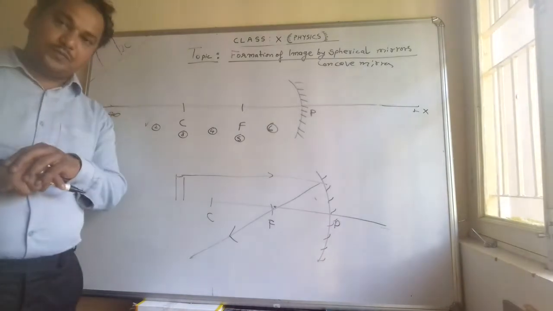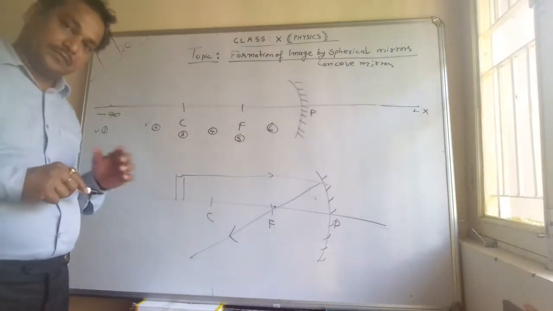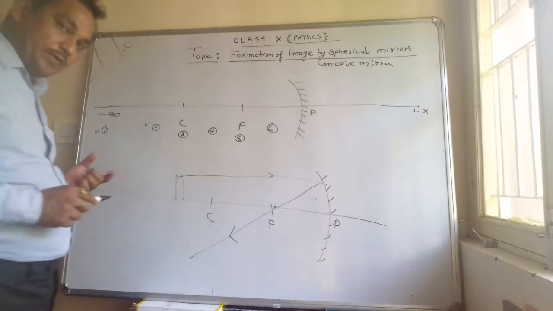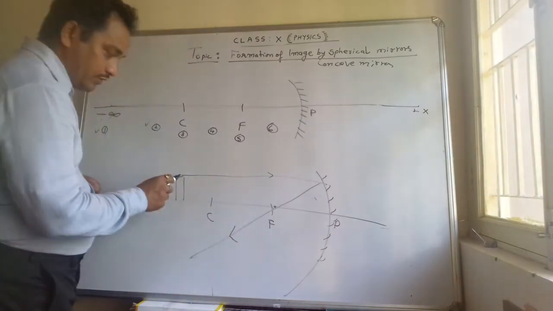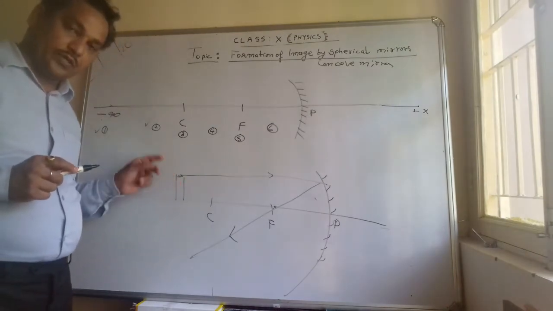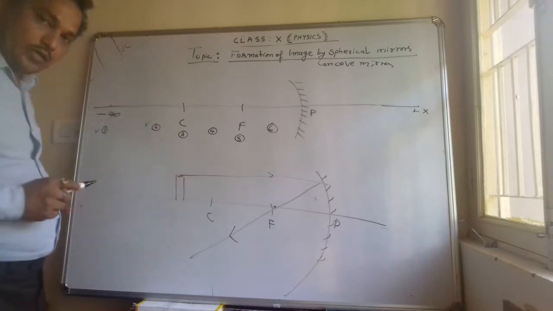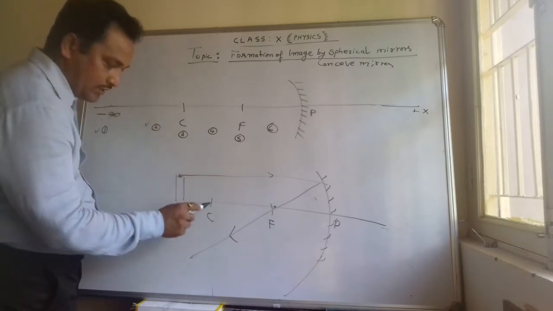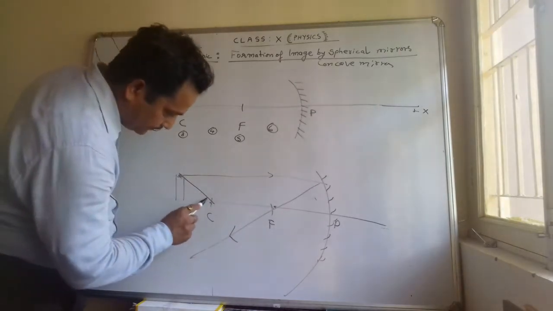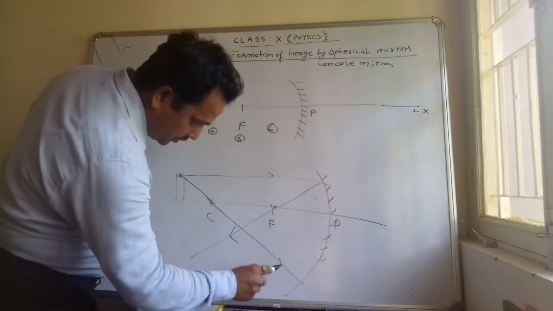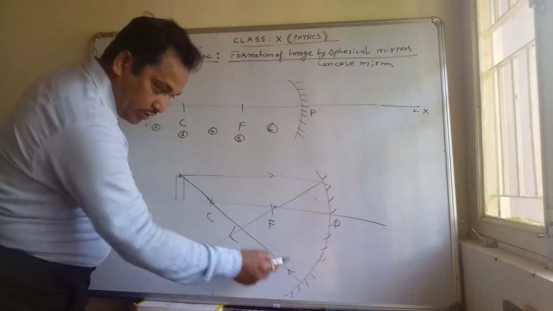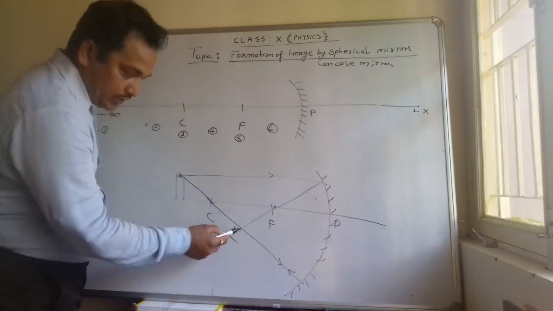And what is the other rule? We know that if any ray is passing through C, it will be reflected back along the same path. Every time we are using the tip of the object as one point and starting the ray from there. So from here the ray is starting, passing through C. We know that when it passes through C, after striking the mirror, it will be reflected back along the same path. So we will draw the arrow in both directions here, and they are meeting where?